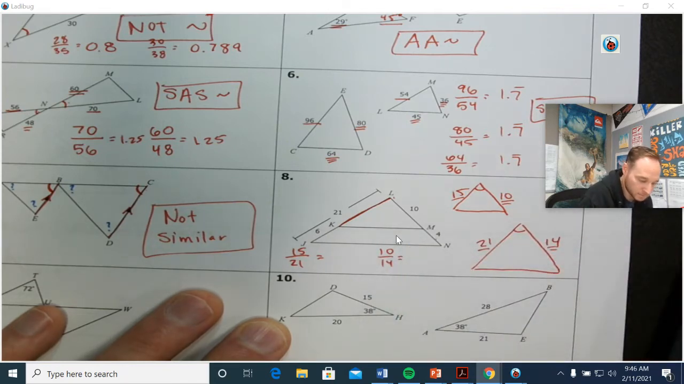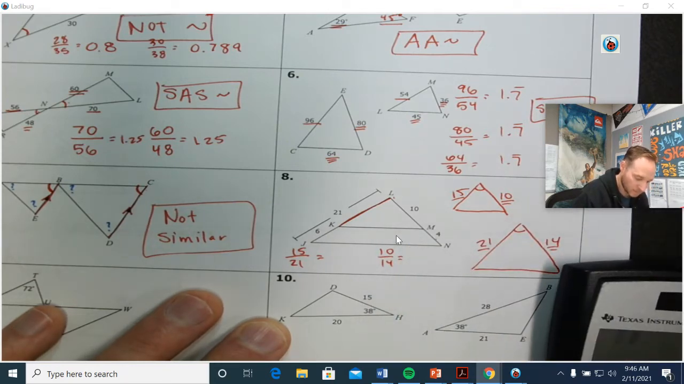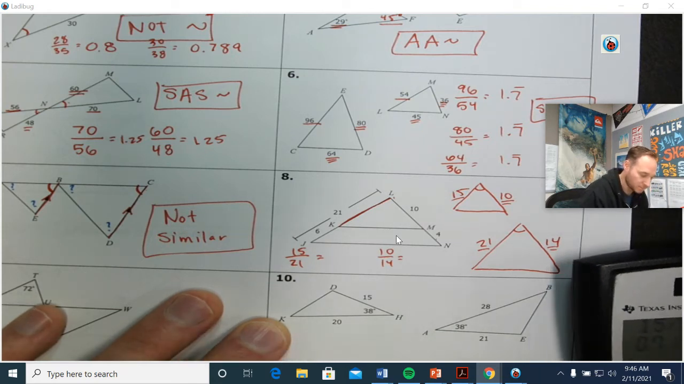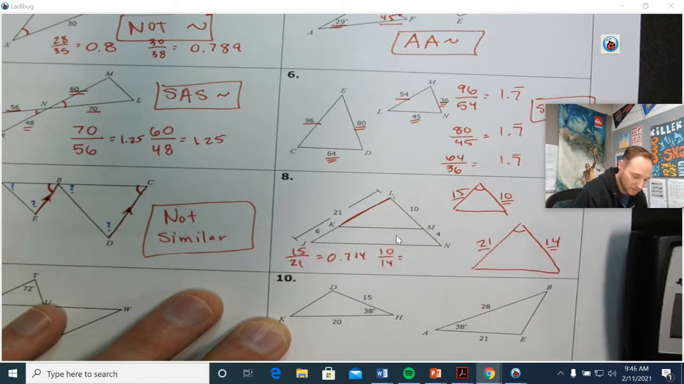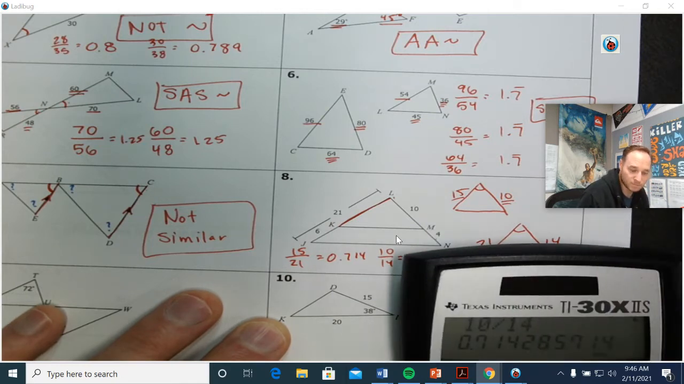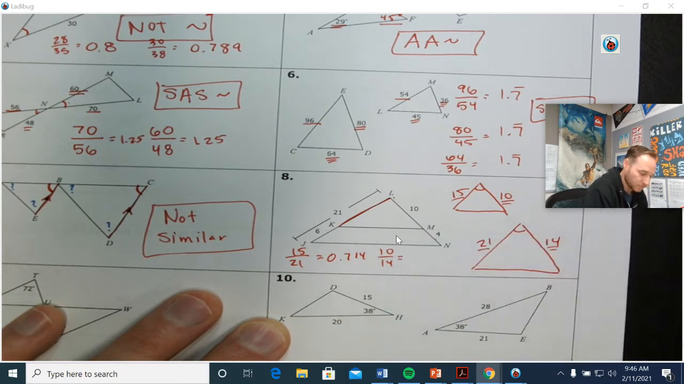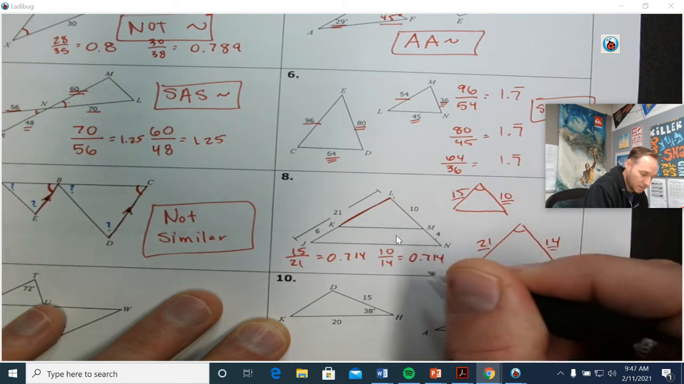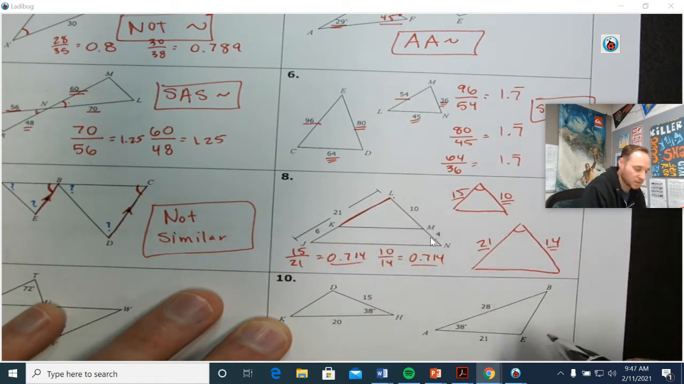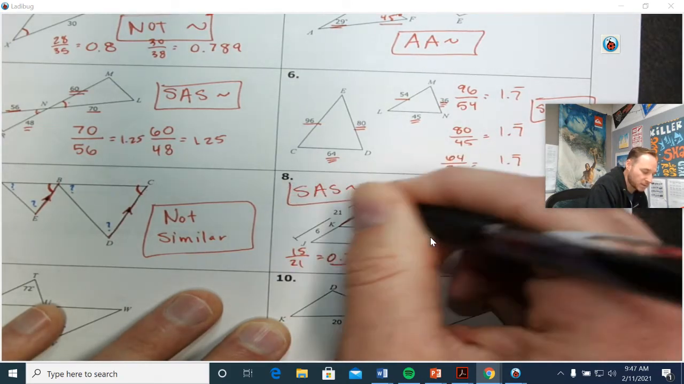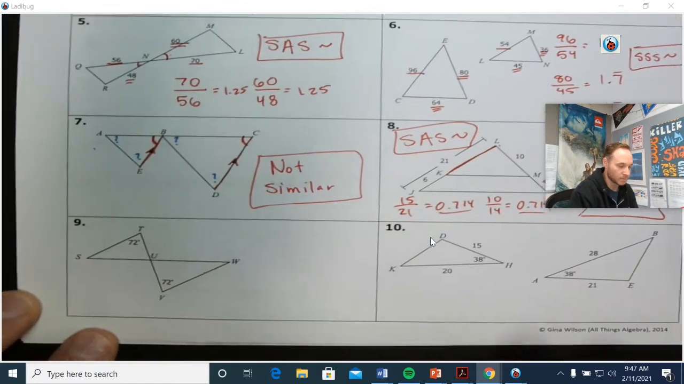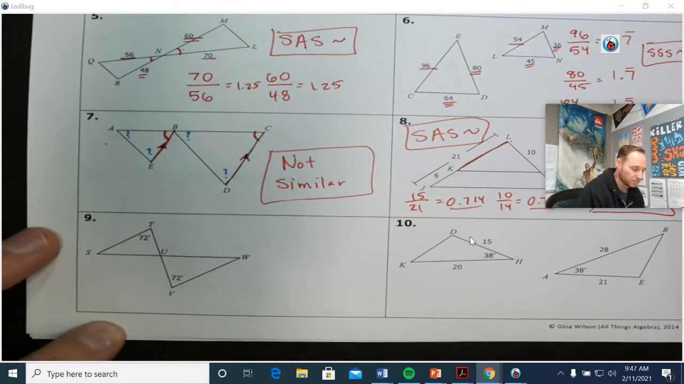Let's calculate it. 15 divided by 21 gives us 0.714. And 10 divided by 14 gives us 0.714. This is equal to that, so we know that these two triangles are similar by the side angle side similarity theorem. We're almost done.